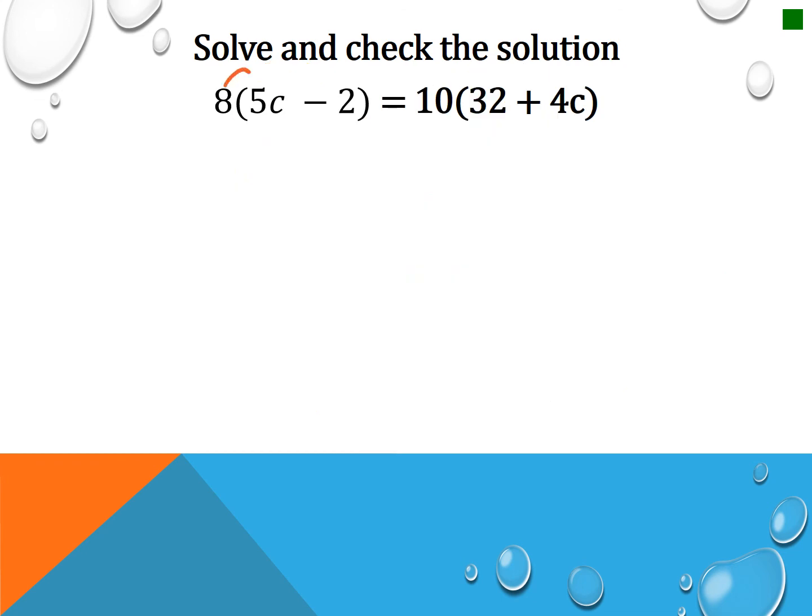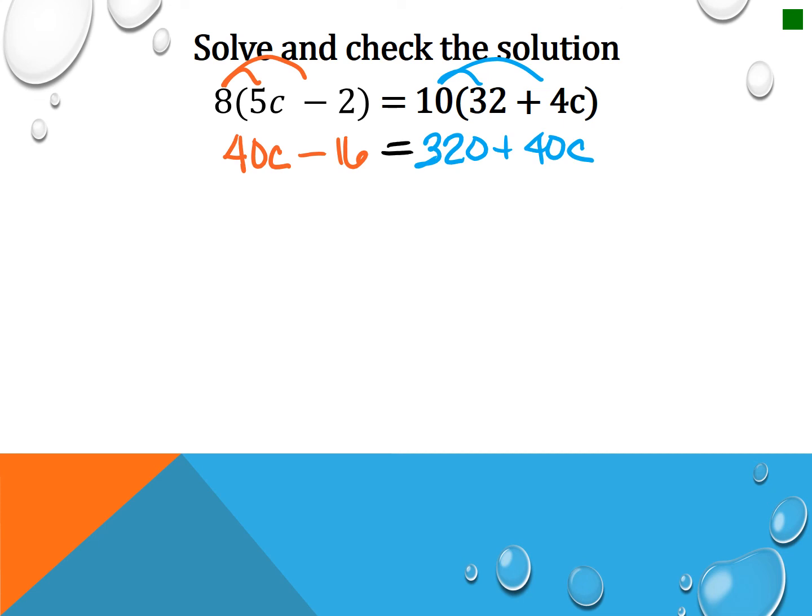So on the left side, I'm going to distribute. 4 times 5c is 40c. Well, that's a good question. It was 8 times 5c. 8 times negative 2 is minus 16. Then there's an equal sign. Over here, 10 times 32 is 320. And 10 times positive 4c is plus 40c.